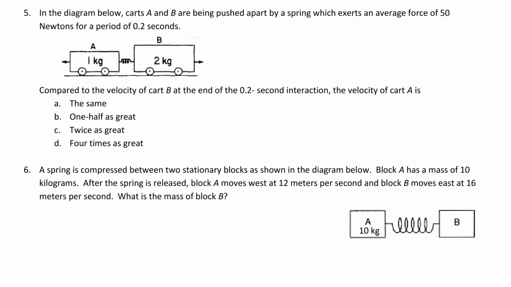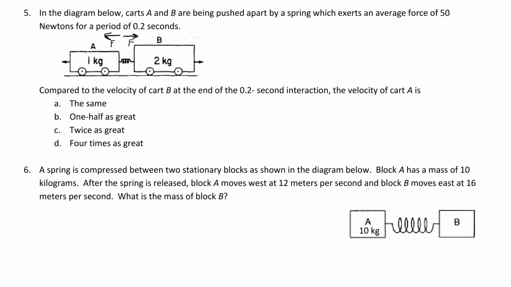All right, number 5. It says, in the diagram below, carts A and B are being pushed apart by a spring. It exerts an average force of 50 newtons for a period of 0.2 seconds. It says, compared to the velocity of cart B at the end of the 0.2 second interaction, the velocity of the cart A is what? So a force is being exerted, an equal and opposite force is being exerted on both carts simultaneously. All right, so you have the same force. Try to draw out the same size vectors for the same amount of time.